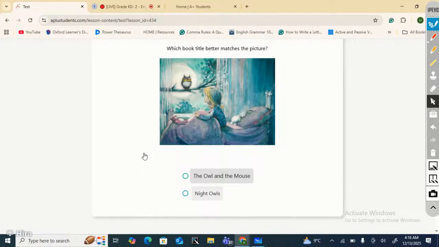The Owl and the Mouse, or The Night Owls. We can see the owl. Then decide which book title better matches the picture.